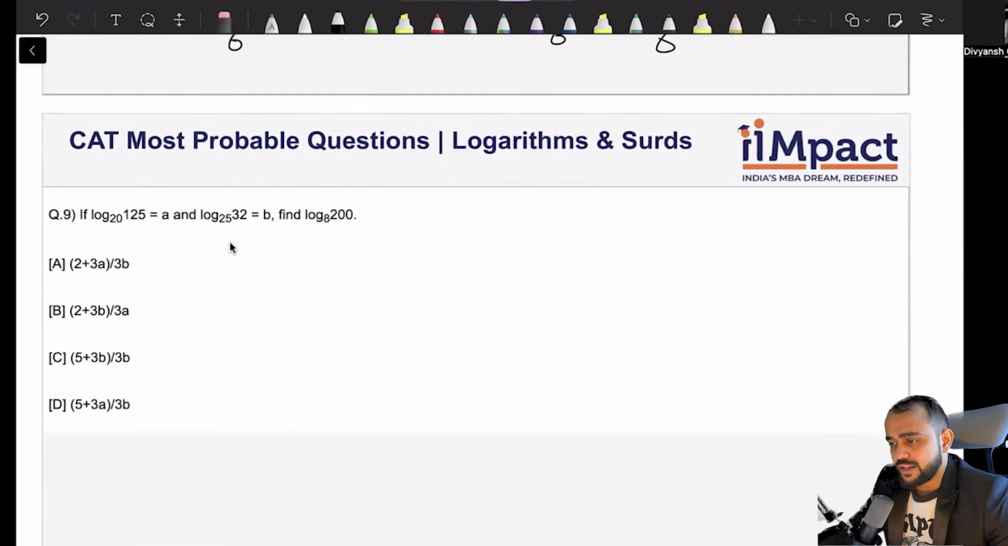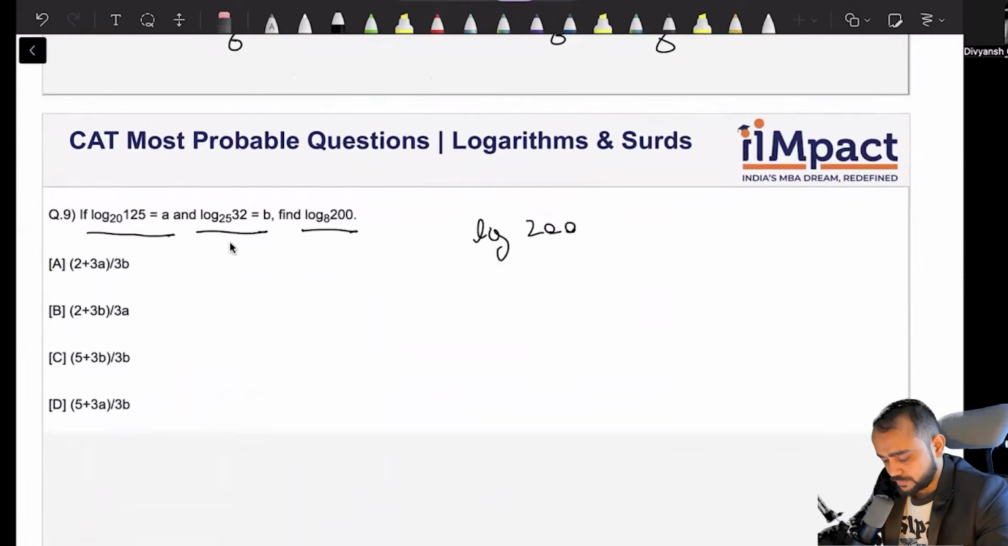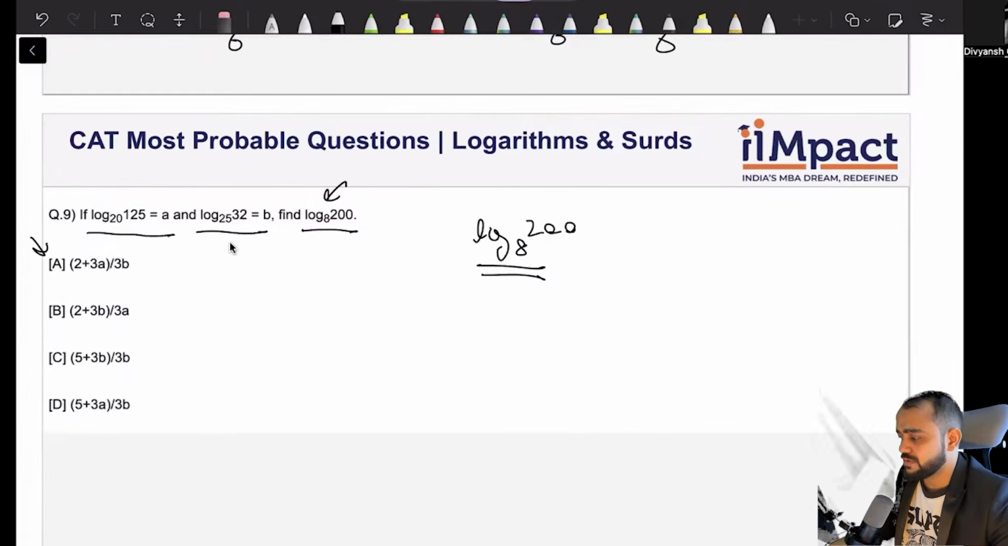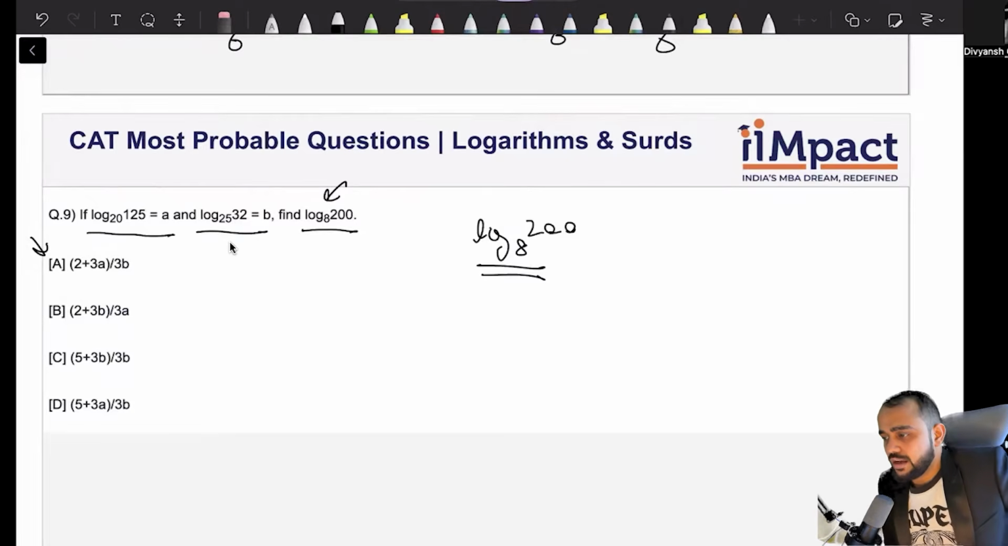Alright, if log 125 base 20 is equal to A and log 32 base 25 is equal to B, we have to find the value of log 200 base 8. Let us first simplify this. There are a lot of methods for this. A lot of people go with the options. We will solve each and every option and find which expression is equal to log 200 base 8. Not a bad approach, but if you are unlucky and the correct answer is the fourth option, then you will have to do this sort of manipulation 4 times, which makes it a lengthier approach.